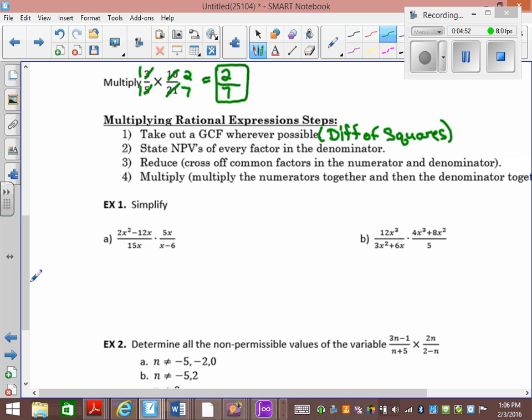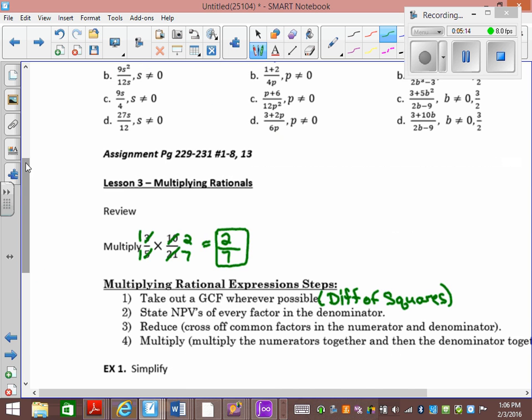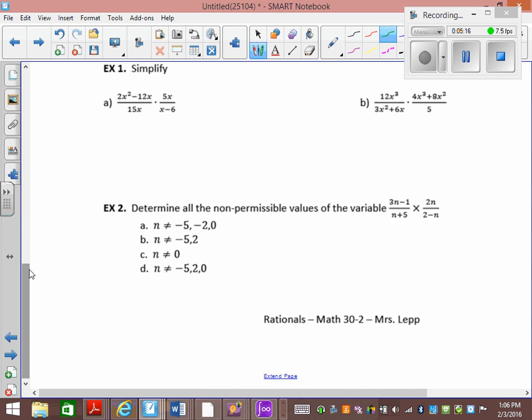Non-permissible values are for any denominator, right? Anything that's in the denominator can't equal 0. If it equals 0, we have a problem. So we're going to state NPVs for anything in the denominator, not just one side, but any side. Then we'll reduce like we did up top. Anything that's common on the top can cross off anything that's common on the bottom. And then we just go across the top, write what's left over, go across the bottom, write what's left over, just like we did. So the very first thing we want to do is GCF, difference of squares.